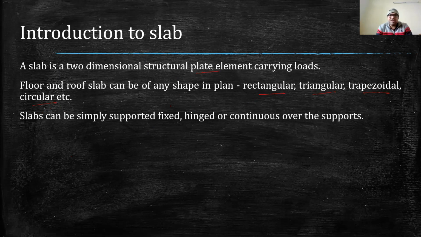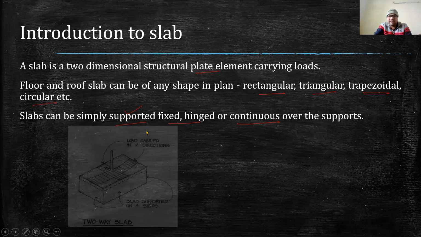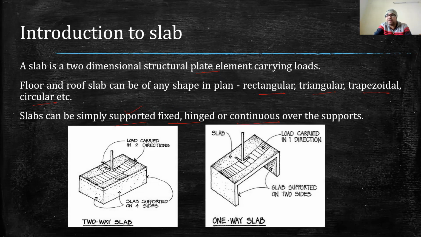And slab can be simply supported, it can be fixed, it can be hinged, or it can be continuous over the supports. So based on the fixity on the ends, it is classified as simply supported, fixed, hinged, or continuous. And based on the aspect ratio, slab can be defined as a one-way slab and two-way slab.